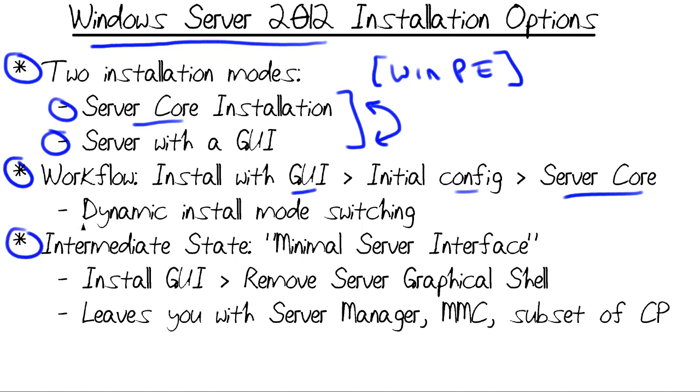There's also an intermediate state introduced in Windows Server 2012 called the Minimal Server Interface. And basically what you've got here is you do a GUI install, or you switch your interface to GUI, and then you can strip away some elements, but not all. You can remove the server graphical shell, but you still have access to your core graphical tools like Server Manager, MMC, and a subset of the Control Panel options. Thus, Microsoft has given us administrators, as I said earlier, much more flexibility in terms of how we want Windows to run. Now, in the demo portion of this MicroNugget, I'm going to show you how easy it is to install Windows Server 2012. Let's get to work.